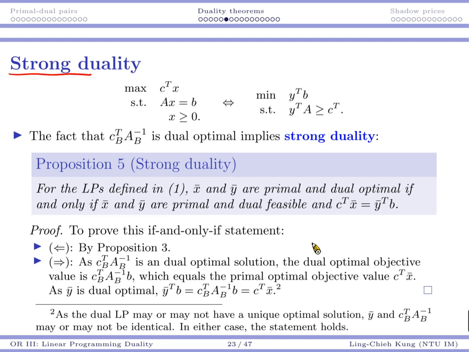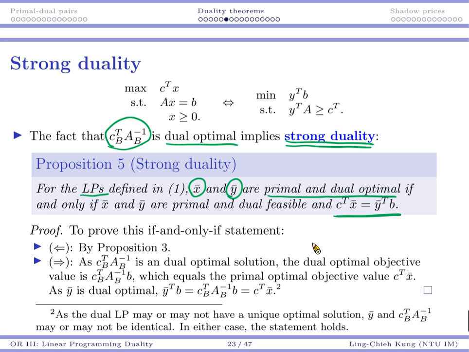So next, now we are able to consider this strong duality. Now the fact that this guy is dual optimal helps us to have this condition called strong duality. Consider a pair of linear programs that are primal and dual pairs. If you have x bar and y bar, if they are primal and dual optimal, then we know their objective values would be identical. Or the other way, if you know they are primal and dual feasible, and they have the same objective values, then they are primal and dual optimal. Okay? So this is an if and only if condition.